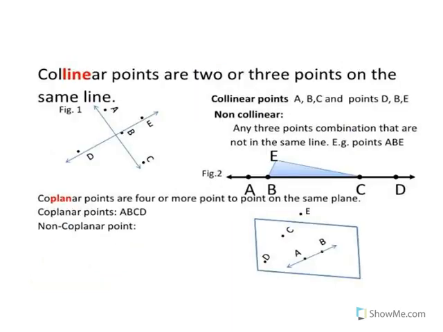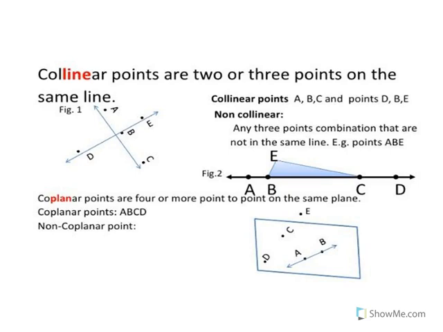Collinear points are 2 or 3 points on the same line. So here is an example of our collinear points A, B, and C, or points D, B, E. Non-collinear points are any 3-point combination that are not on the same line.